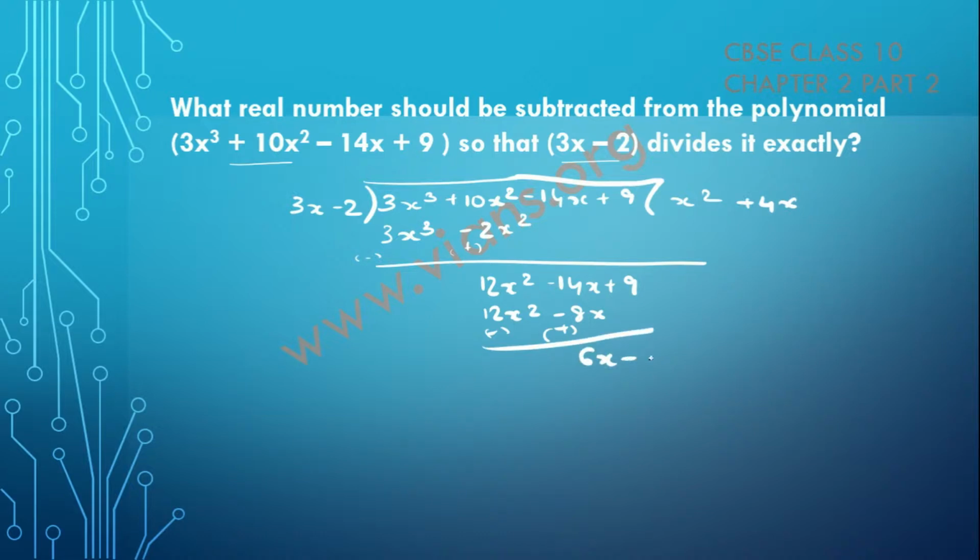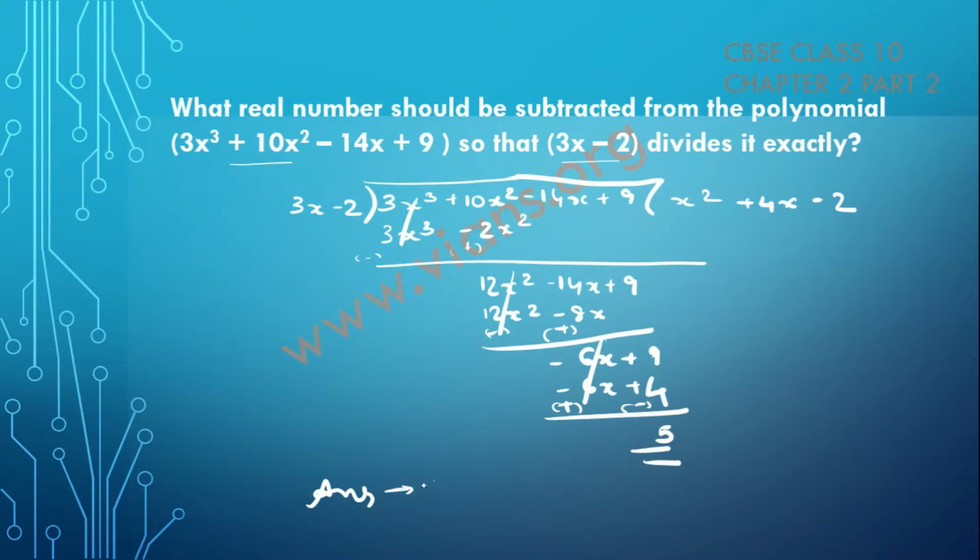so reverse the sign, and this is going to be minus 6x plus 9. 3x into what is going to be minus 6x? Minus 2. So minus 6x plus, minus 2 into minus 2 is plus 4. Reverse the sign. All this got cancelled. What's remaining is 5, right? So 5 is that number. The answer is 5.